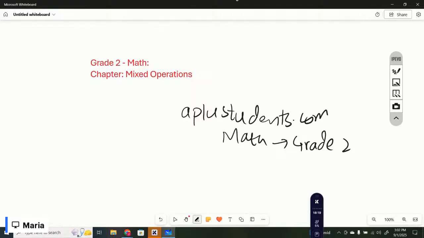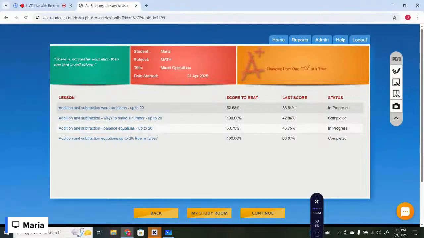So here I'm on grade 2 math. The chapter we're on right now is mixed operations. First lesson, that is addition and subtraction word problems up to 20.